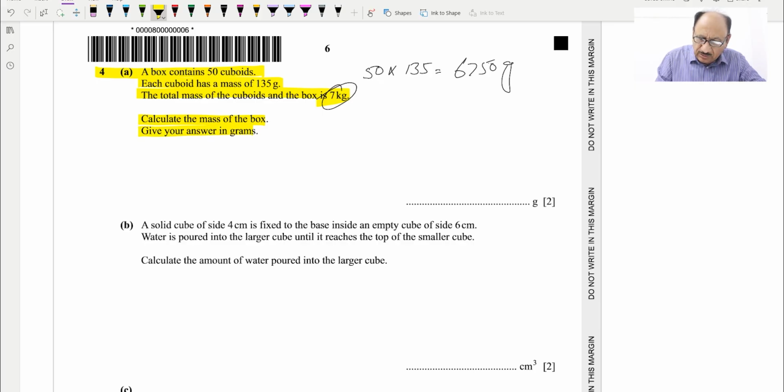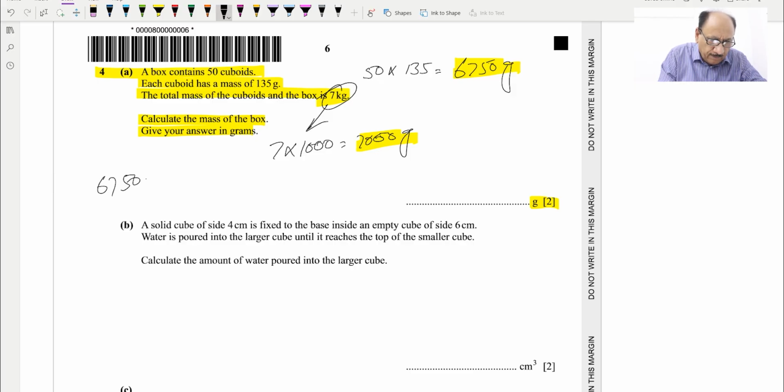Calculate the mass of the box, give your answer in grams. So we need the answer in grams, so we will be converting this also into grams. So 7 into 1000 will be equal to 7000 grams. We don't require the total here, we will be subtracting.